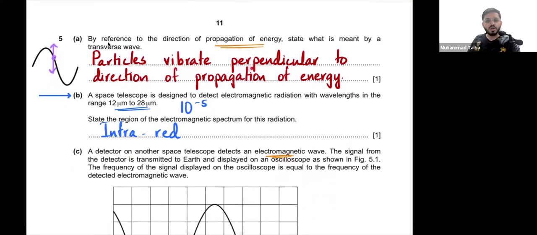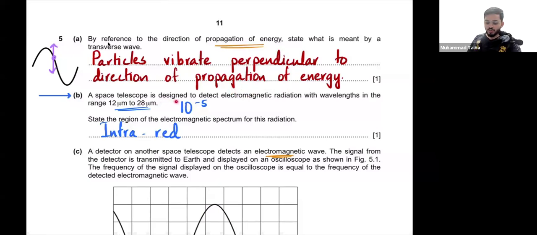I could say particles vibrate perpendicular to the direction of propagation of energy, or I could also say that it's perpendicular to the direction of wave motion. Both are correct. But if you wrote wave motion in this part, you would lose the mark, because the examiner explicitly says to explain this with reference to the propagation of energy, right? So here you had to use the words propagation of energy.